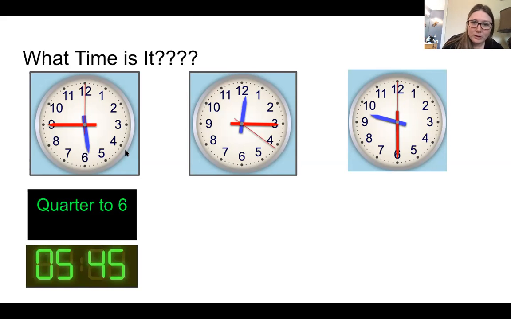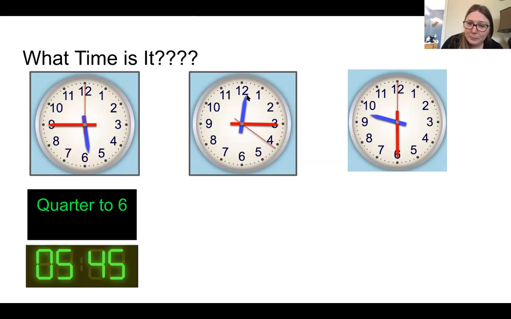Okay. Here we have the minute hand pointing at the 15. Is that going to be 1/4 to, half past, or quarter after? This is quarter after. Quarter after what?